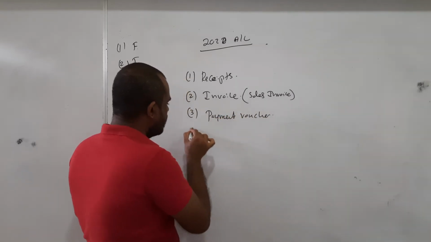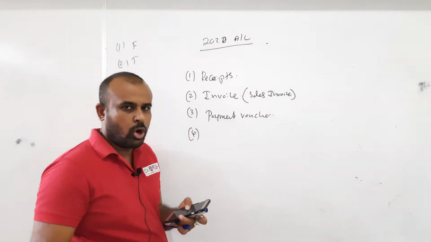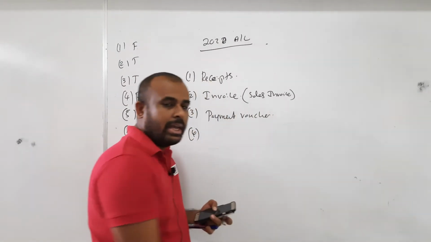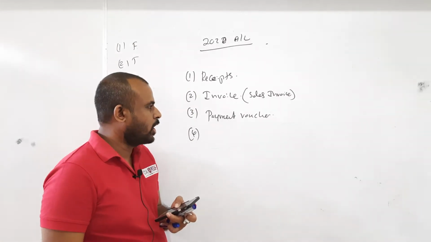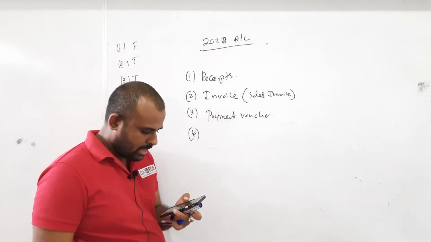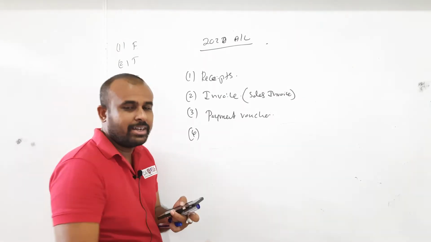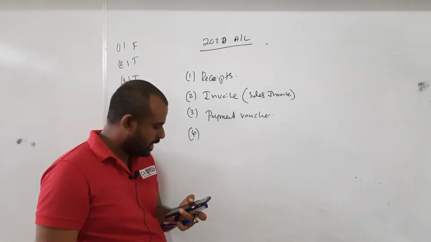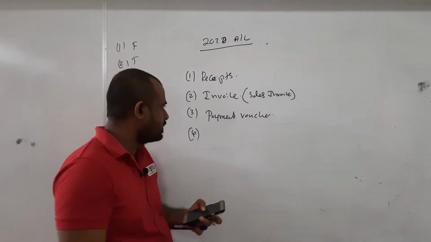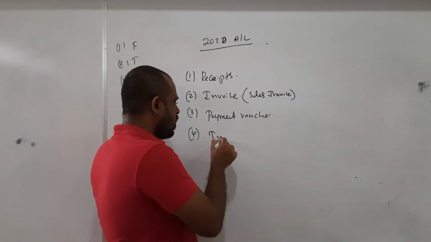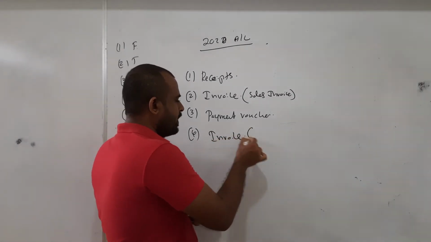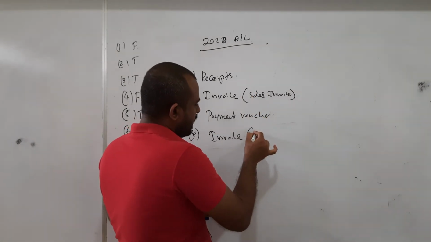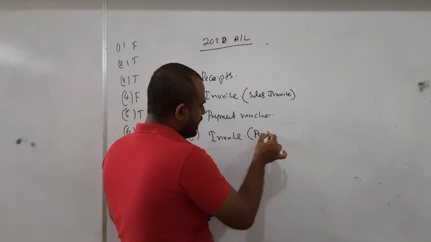Cash purchases. Cash purchases are recorded in the payment journal, so the source document will be the payment voucher. All the cash payments, irrespective of the reason for the payment, will be recorded in the payment journal. The source document will be the payment voucher. Fourth one, credit purchases. Credit purchases also you identify through the invoice, right?